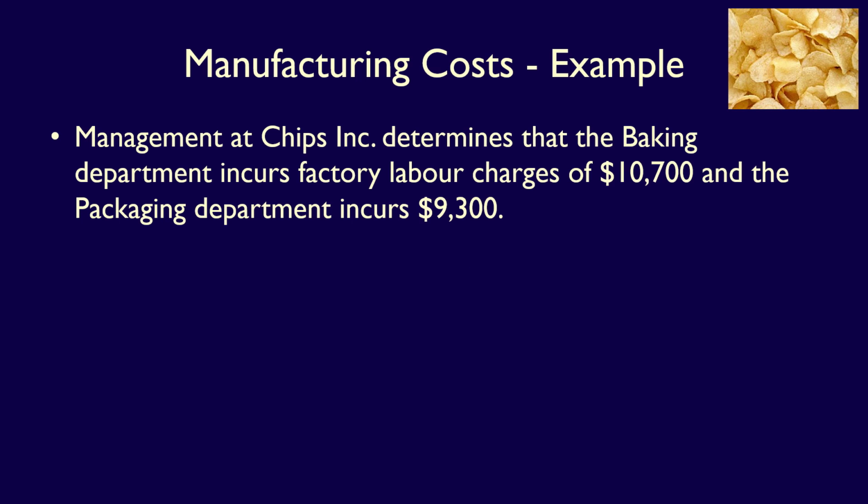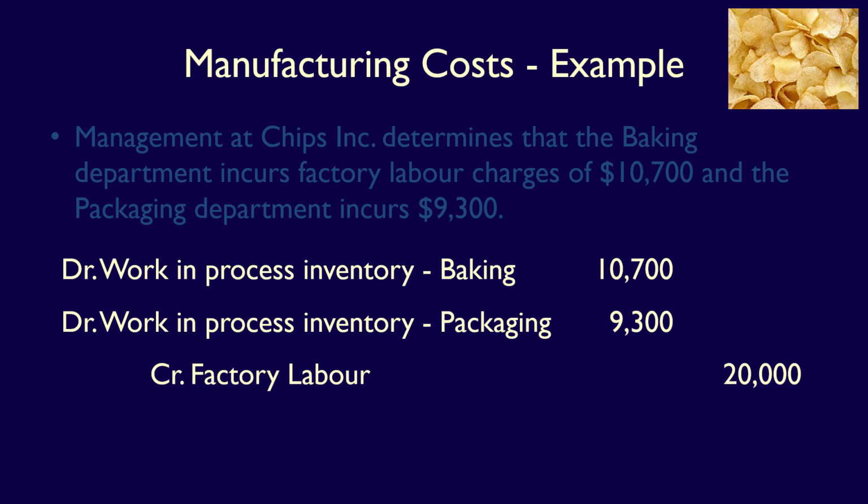Management at CHIPS Inc. determines that the baking department incurs factory labor charges of $10,700 and the packaging department incurs $9,300. Recording this transaction, we would debit work-in-process inventory baking for direct labor of $10,700. We would also debit work-in-process inventory packaging for $9,300. Finally, we would credit factory labor for a total amount of labor used in production, $20,000.